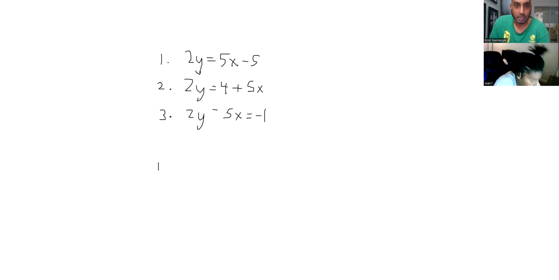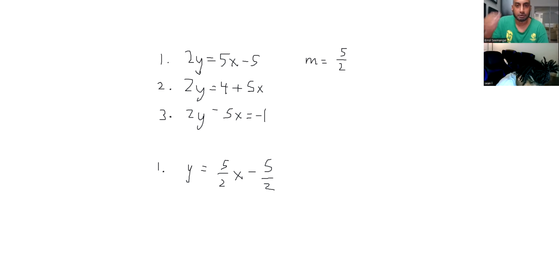If we divide both sides by 2, we'll have y equals 5/2x minus 5/2, right? We're just dividing everything by 2. Okay, so what's the slope on that? Would the slope just be 5/2? Yes. So the first one, the slope is 5/2. All we did was solve for y on the first one.